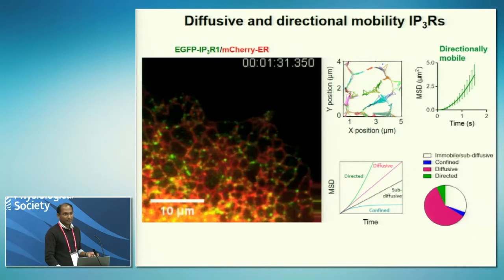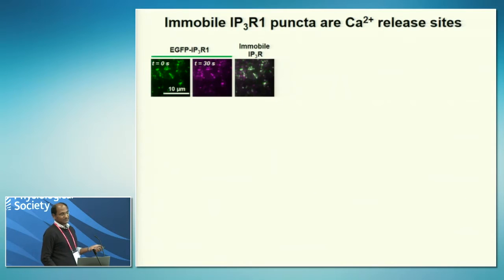In the interest of time, I'm not going to go into the data. If someone is interested, I can talk about it later. So in conclusion, IP3 receptors are mobile by both diffusive and directional motion, and kinesins and dyneins contribute to this directional movement. Next, I looked at the calcium signals.